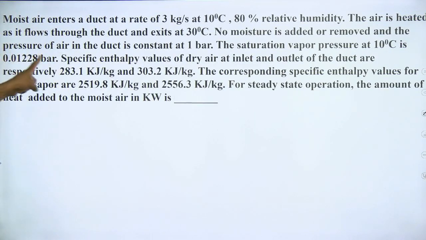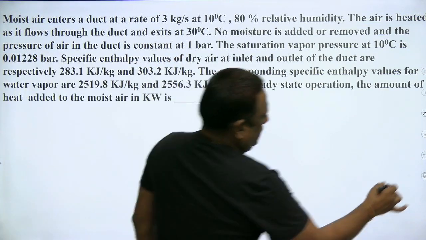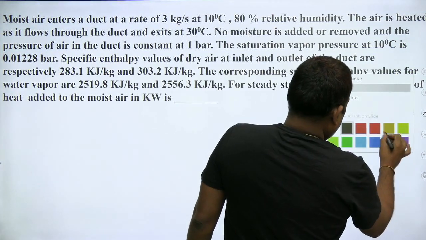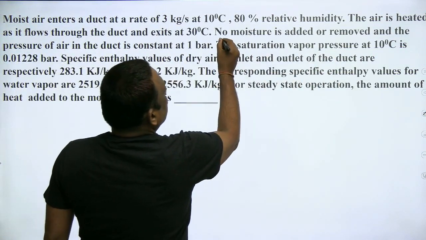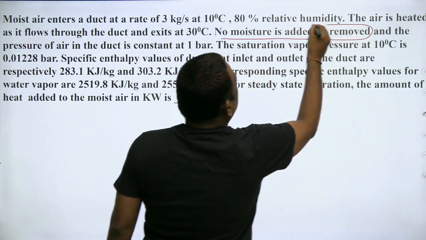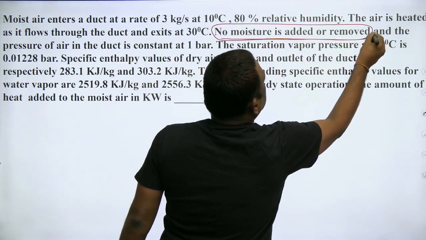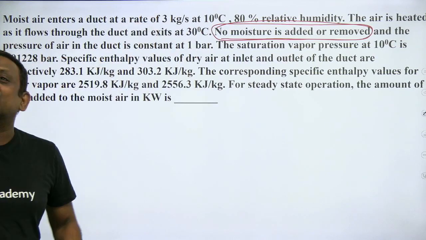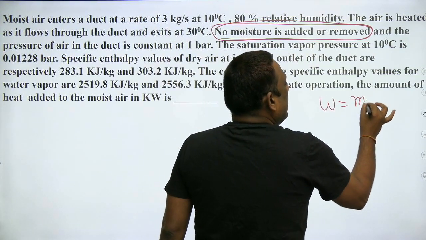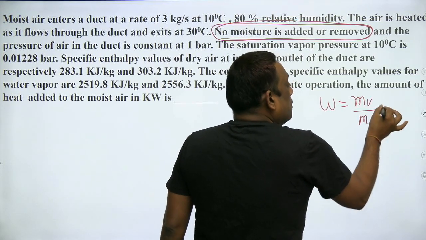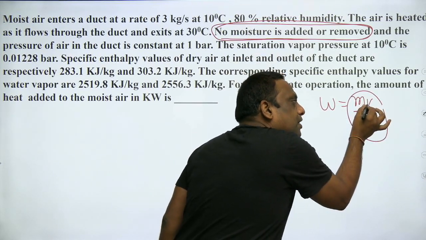Dekho. This is also a good question. Let me do this. Moist. This word is very important. No moisture is added or removed, means omega is equal to mv by ma. No moisture is added or removed.